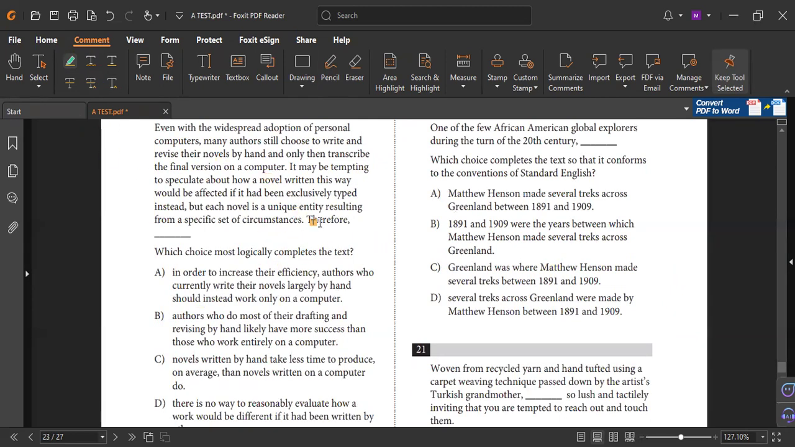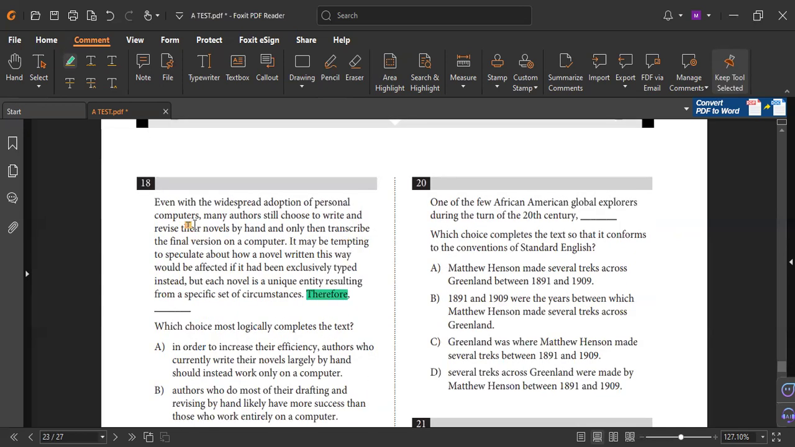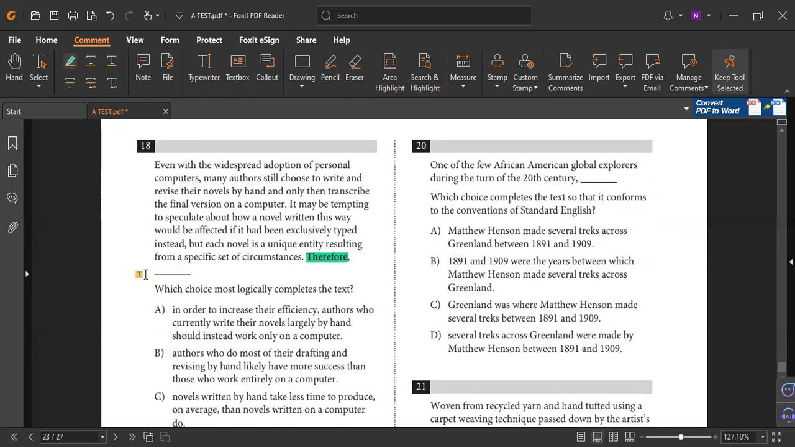So 18 is the same. He says, therefore, it means based on the facts here, what can we conclude? So any answer out of the facts? Wrong. Let's try.